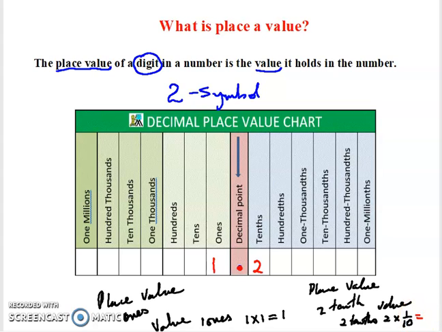Which would be equal to 2 over 10, or 1 over 5. So this is basically the value. So tenths is the place value of the number 2, and then the value of 2 is 2 times 1/10, because 1/10 is actually the place value.